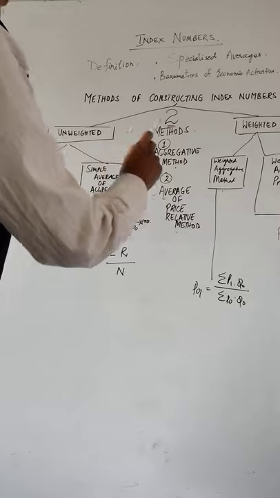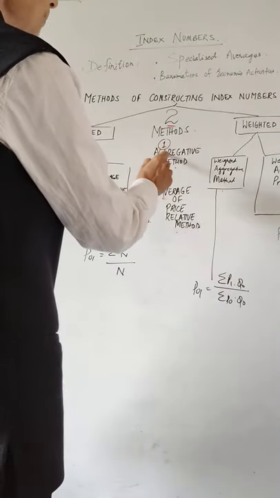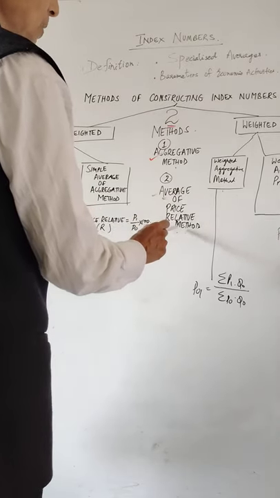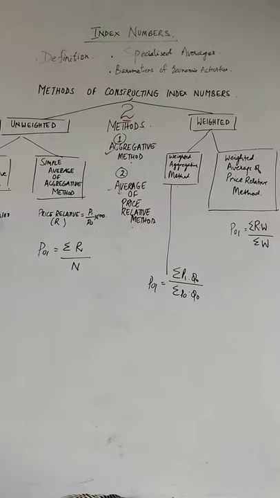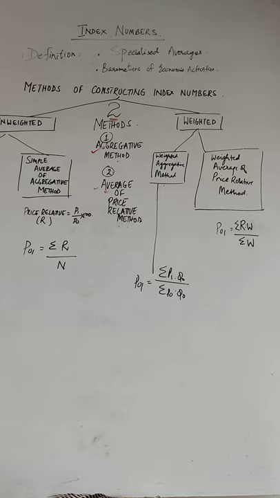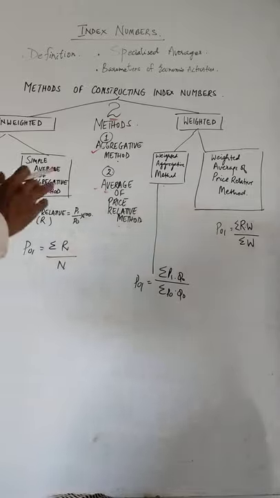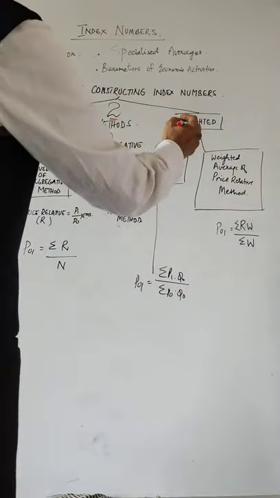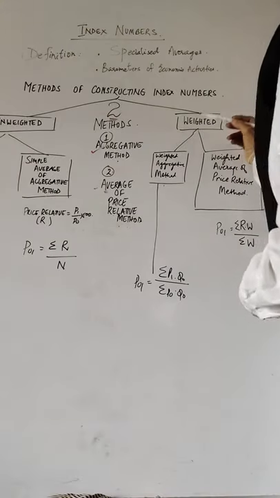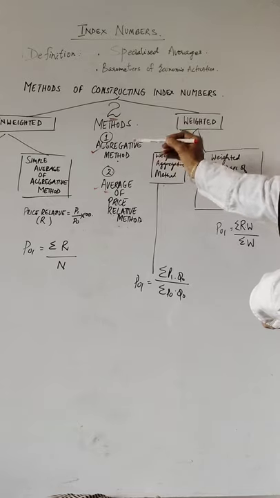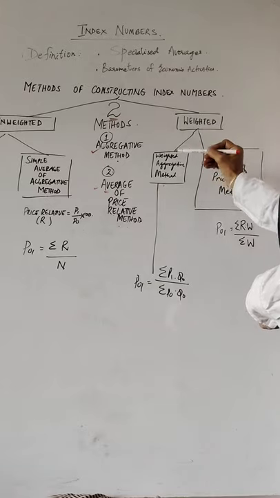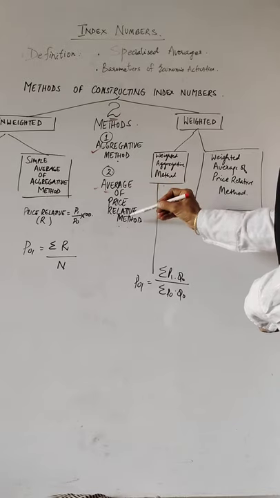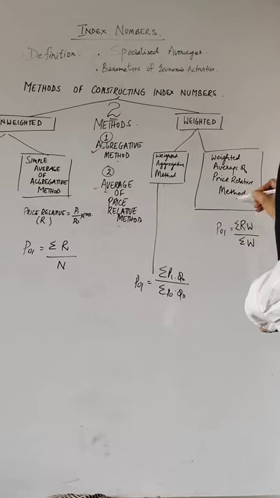Now once we finish with the unweighted, let's take these methods again, the aggregative method and the average of price relative method, and use them in the weighted to find out the weighted index numbers. By now you know that index numbers can be unweighted and they can be weighted. In the weighted index numbers, the aggregative method will be the weighted aggregative method, and the second method is the average of price relative method, so we put it as the weighted average of price relative method.